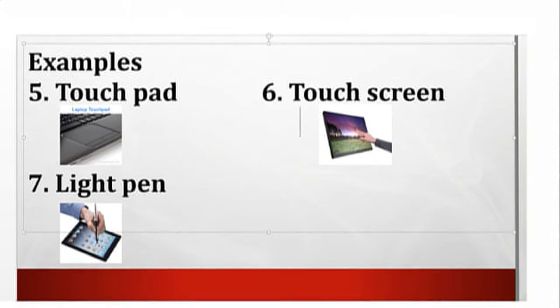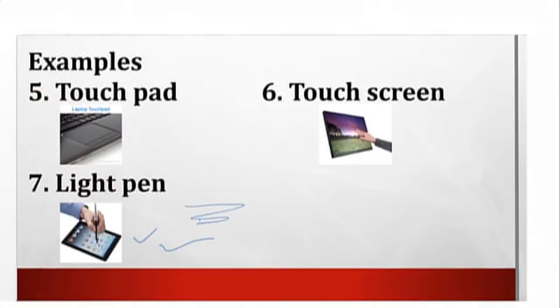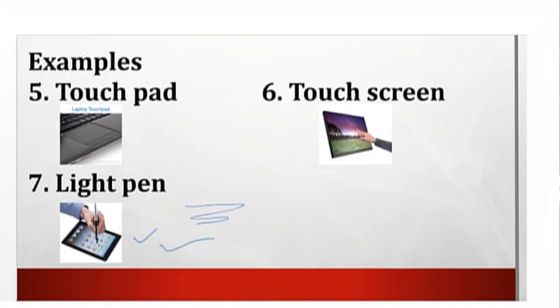Then we also have the light pen, or the stylus. The light pen, as I'm using here, helps me to direct the cursor on the screen. So we have our light pen that is helping me to manipulate data on the screen. So we have all these examples of pointing devices. We have our mouse, our trackball, our pointing stick, our joystick, the touchpad, the touch screen, and the light pen as examples of pointing devices.